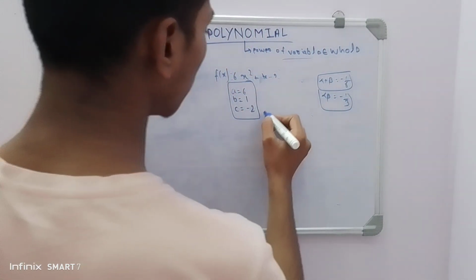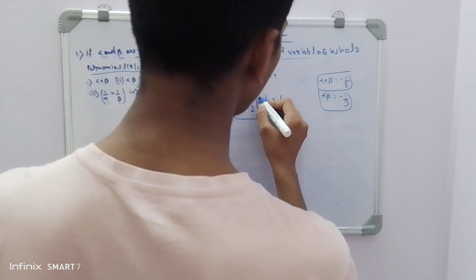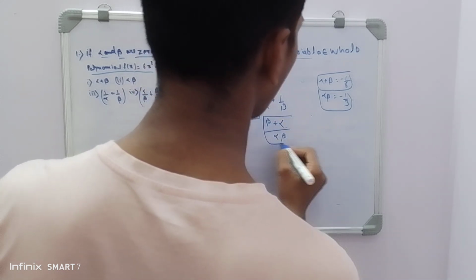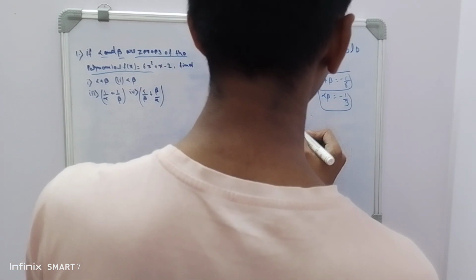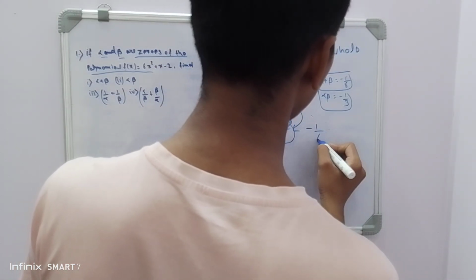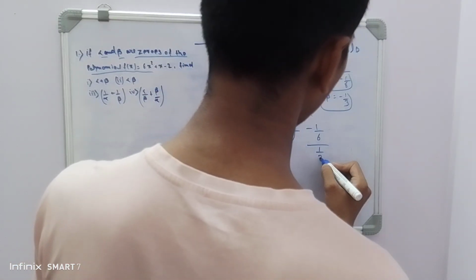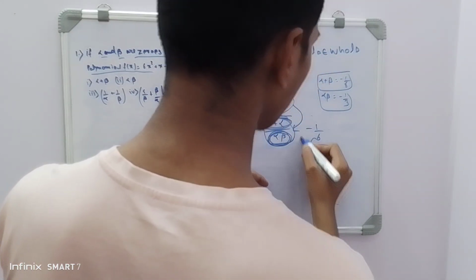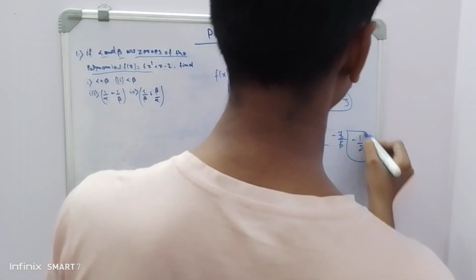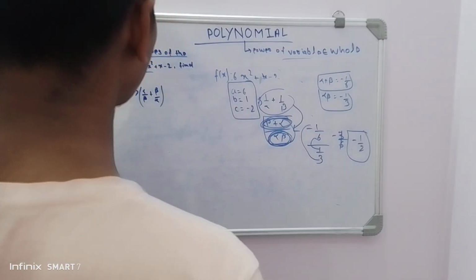Now you have to find 1 by alpha plus 1 by beta. Again you have to take the LCM. You will get alpha into beta in the denominator, and in the numerator here you will get beta and here alpha. Now this can be simplified like this. Now you know the value of alpha plus beta, which is -1/6, and you also know the value of alpha into beta, which is -1/3. So this will multiply here, so -3/6, which is -1/2, is going to be the answer of 1 by alpha plus 1 by beta.